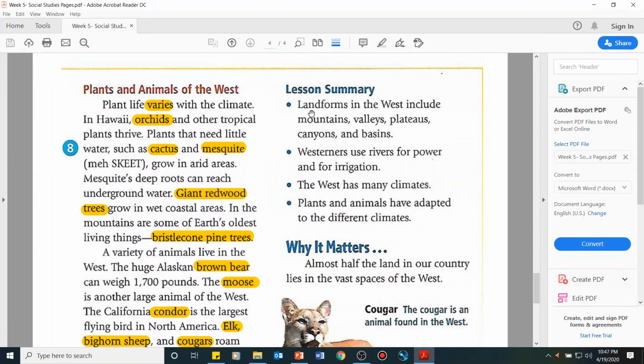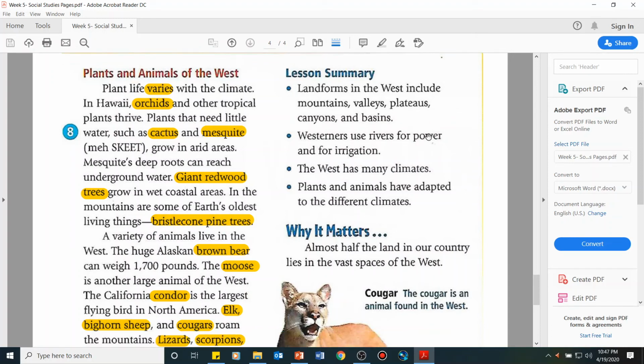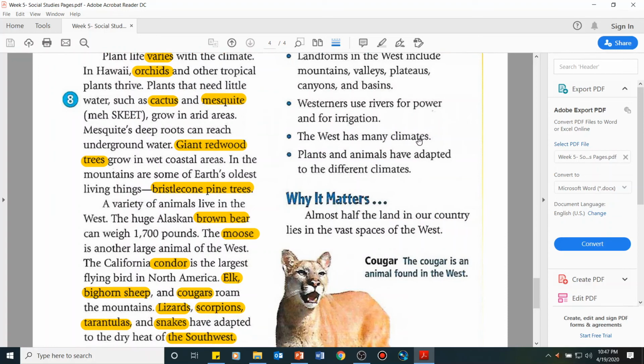Lesson summary. So here, the first one, landforms in the West include mountains, valleys, plateaus, canyons, and basins. So the West has many landforms. We have 4 landforms here. Next, Westerners use rivers for power and for irrigation. So they use rivers for 2 main purposes only, for electricity and for watering their plants, which we call irrigation. The West has many climates. So as we discussed, they have a lot of warm, moderate, and very cold areas. Finally, plants and animals have adapted to the different climates.